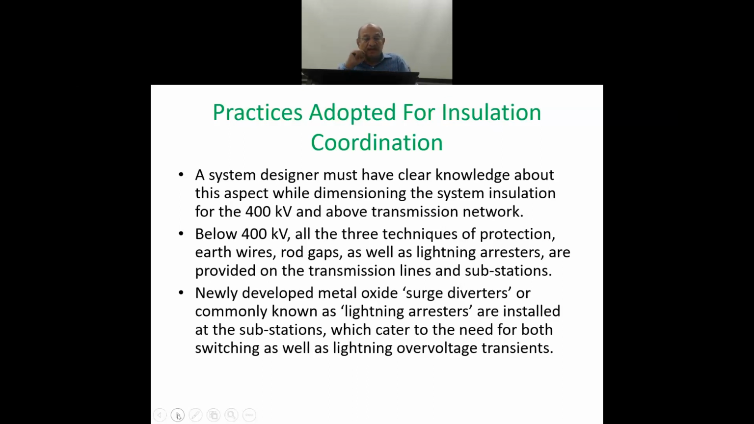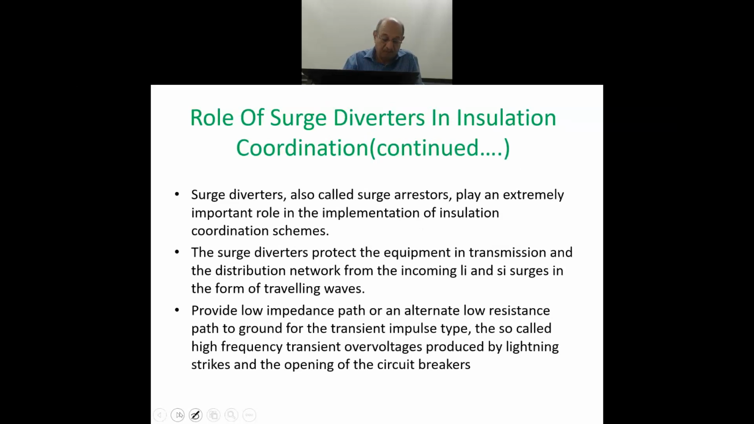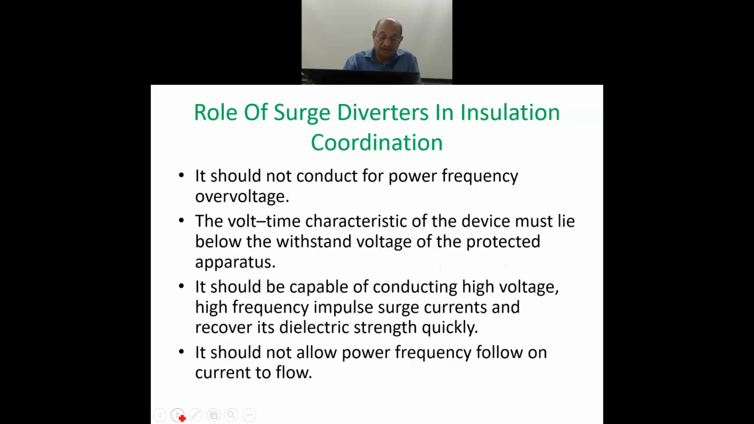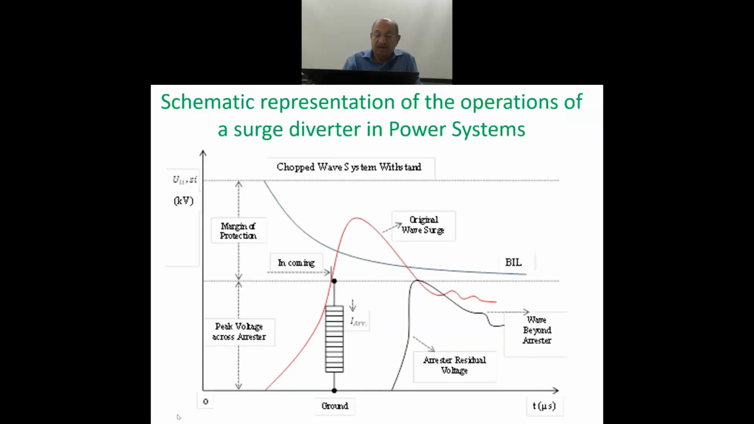So you can say a dielectric would have the highest dielectric strength for very fast impulse voltage. And which is the fastest impulse voltage? Nothing but the lightning impulse voltage. So accordingly, the insulation of different parts are designed. Now, surge diverters, I would like to explain on this diagram. This is a diagram which is explaining the role of the surge diverter.